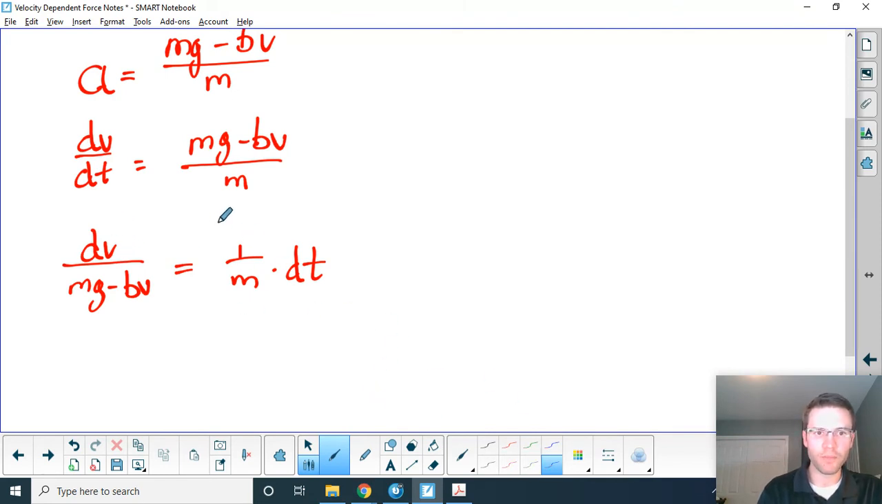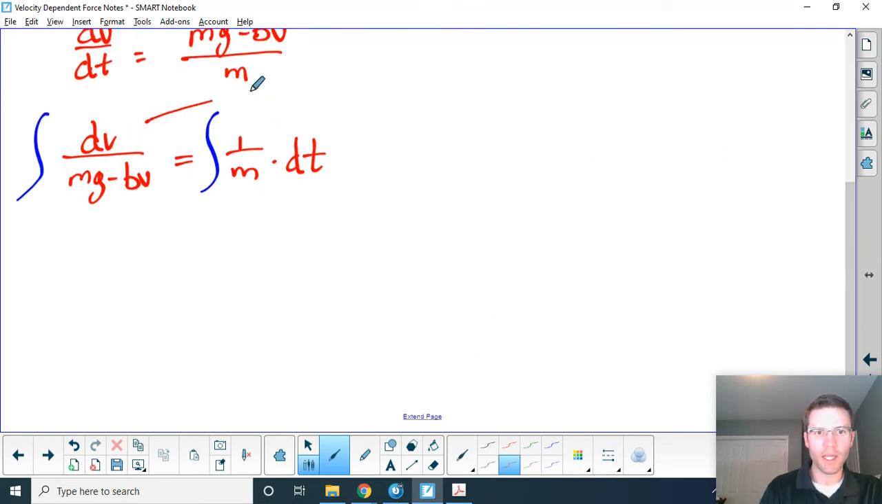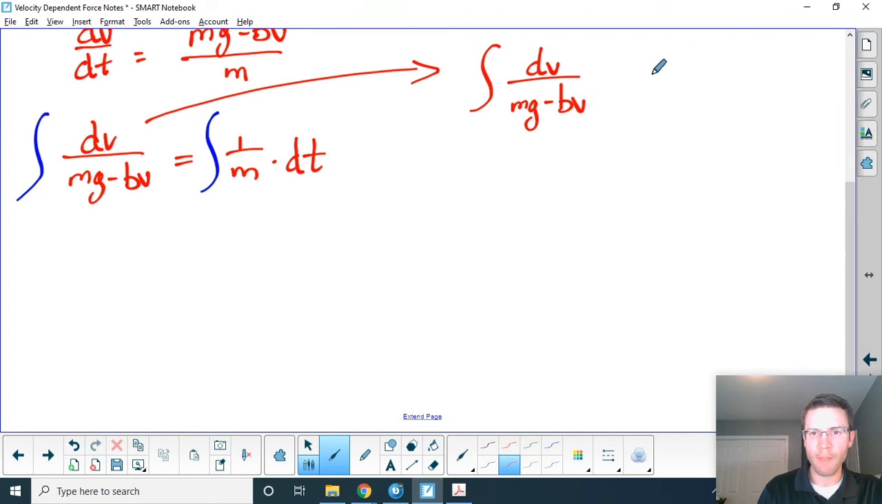I can integrate. I'll integrate this side and integrate this side. The integral on this side is pretty straightforward. The integral on this side, I'll do it over here. We get to do a little u substitution here. dv over mg minus bv. So if I want to integrate this, I want to try to make it look like this: du over u, because I know the answer to that. The integral is natural log of u.